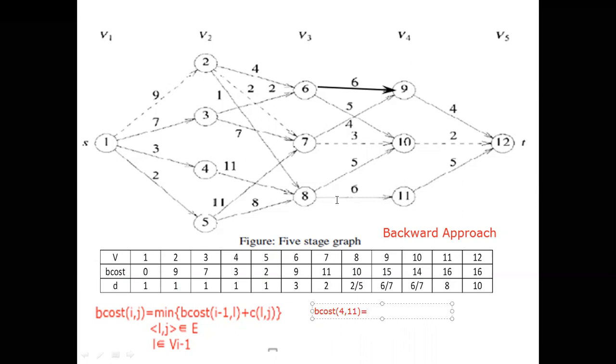How to write? B cost of 3, 8, that I will write. B cost of 3, 8 plus, from 8 to 11, how to write? C of 8, 11. Right? Now I should get that value. Anyway, I will get it as 16. But I will compare here.